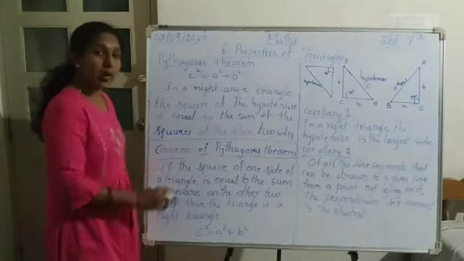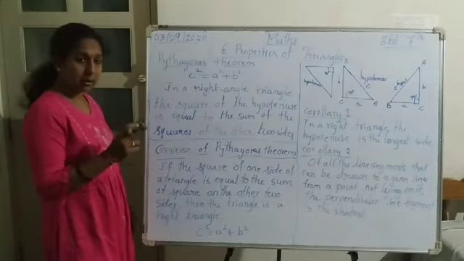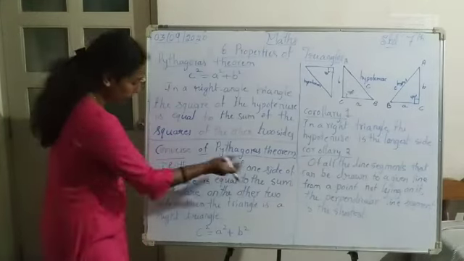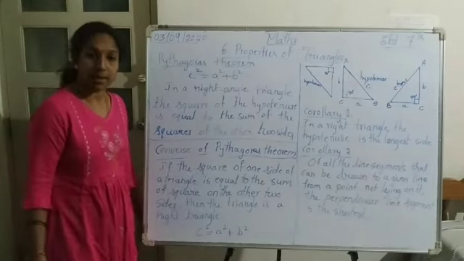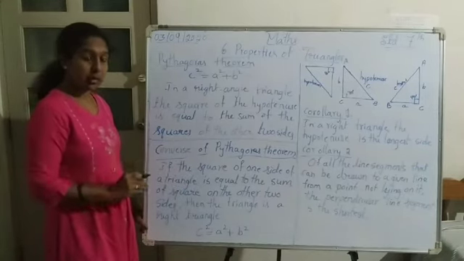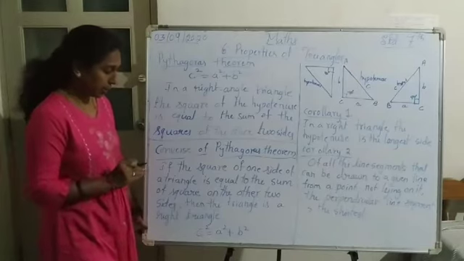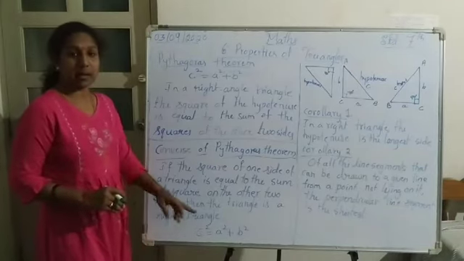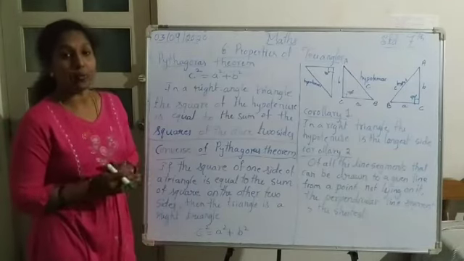If the square of one side of a triangle is equal to the sum of the squares of the other two sides, then that triangle is a right angle triangle. Okay, how do we have to remember?